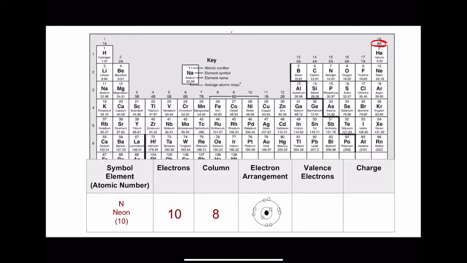So for valence electrons, it's the number that matches the outer shell in the electron arrangement diagram, or it matches the group number. So valence shell electrons for neon are 8. Remember, we're in the noble gas column. Noble gas columns are relatively unreactive. Therefore, they have an overall charge of 0. They're not going to accept electrons and they're not going to give any up.